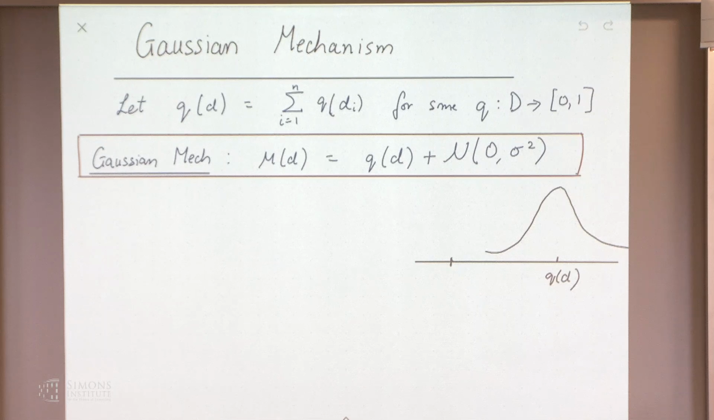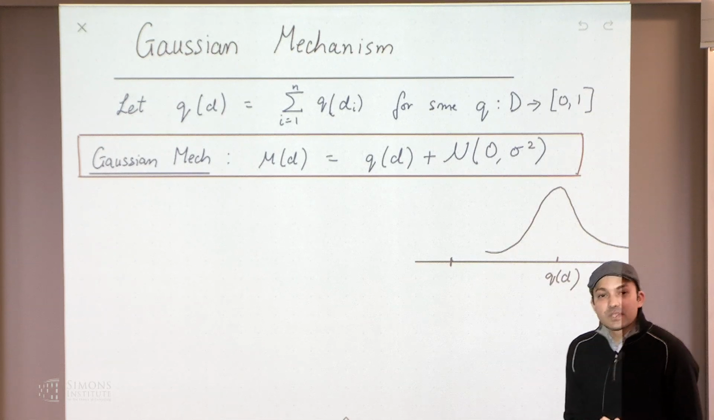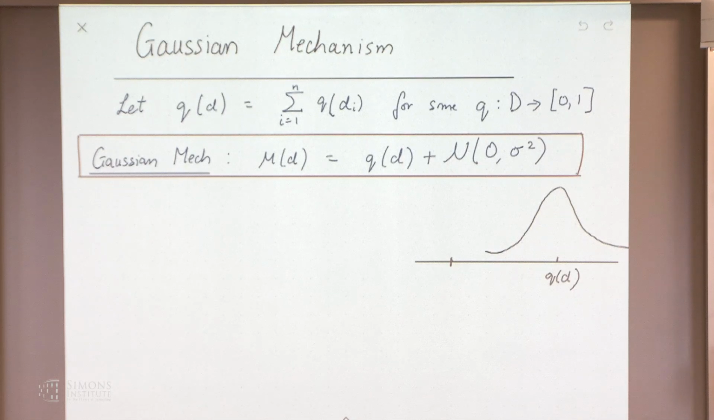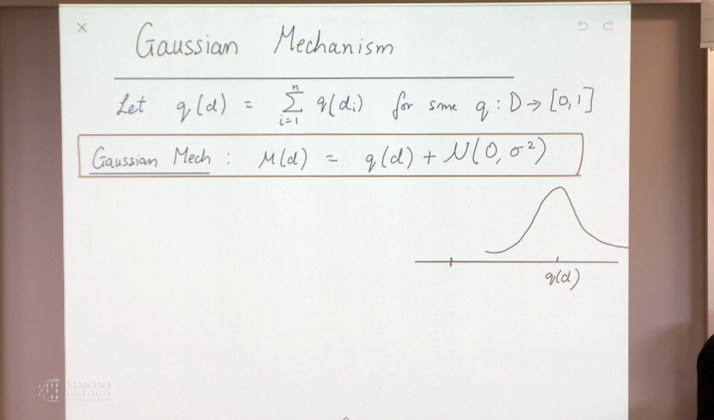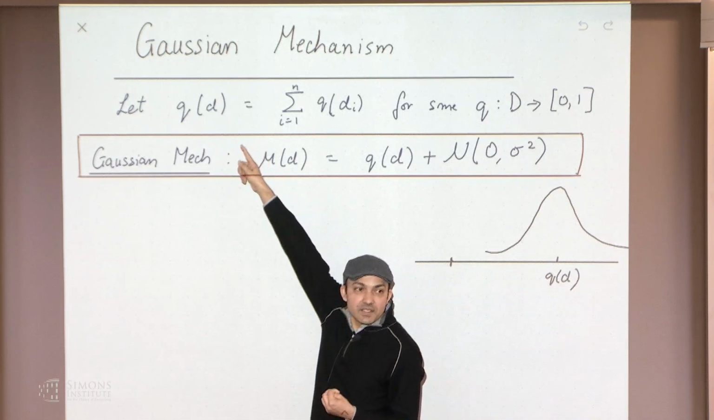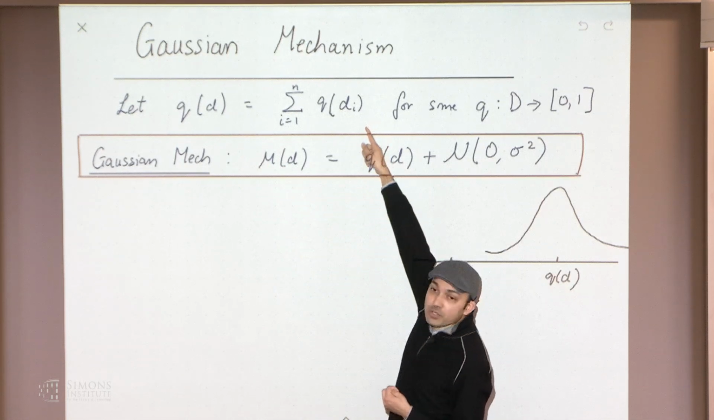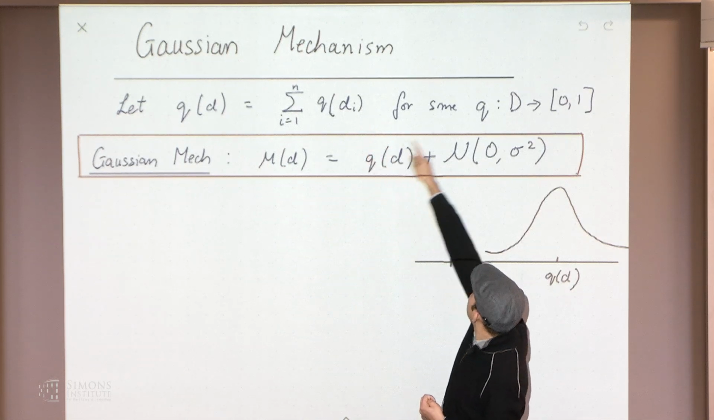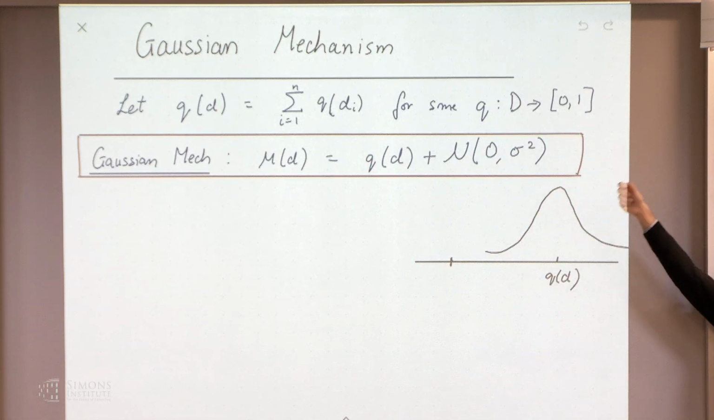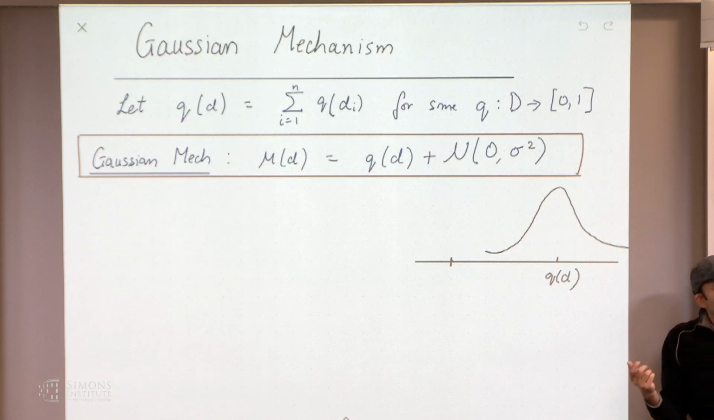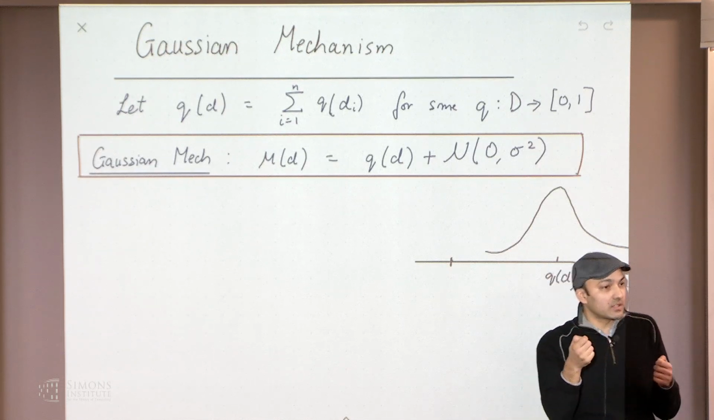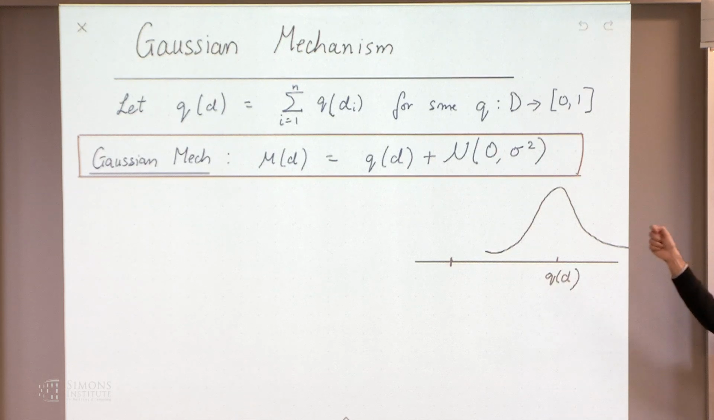So here's one of the simplest differentially private mechanisms, which is known as the Gaussian mechanism. This is a mechanism for releasing an approximation to a function Q on the data set, which is just the sum of q applied to individual elements of the data set, for some q that maps every data element to a real number between 0 and 1. Think of q as a predicate. It counts how many people satisfy a certain property. So q of a certain person is 1 if they satisfy the property, 0 if they don't. Q of D then computes the total number of people in the data set satisfying this property.